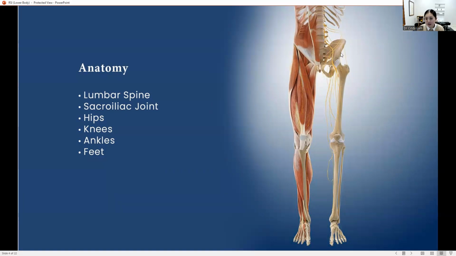Then looking down a bit further, from your ilium, you get your hip joint. So your hip is that ball and it falls into that socket. And then you get your femur, your leg, goes down into your knee joint, comes down more. You get your ankle joint, which connects your lower leg to your feet. And then you have your feet and toes.